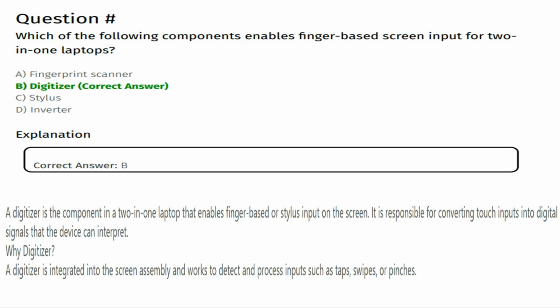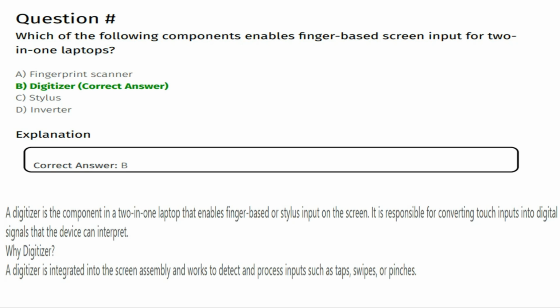Next question is, which of the following components enables finger-based screen input for 2-in-1 laptops? Option A is fingerprint scanner, option B is digitizer, option C is stylus, option D is inverter. And the correct option for this question is option B, digitizer. So let's check the explanation.